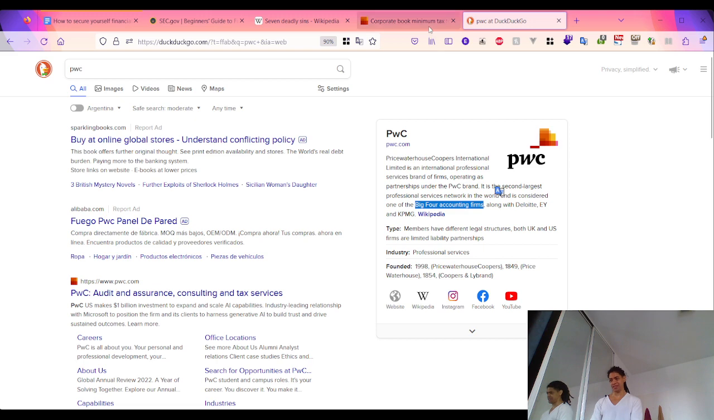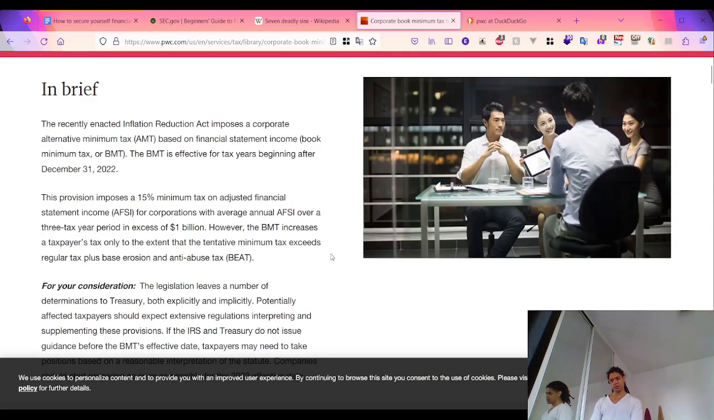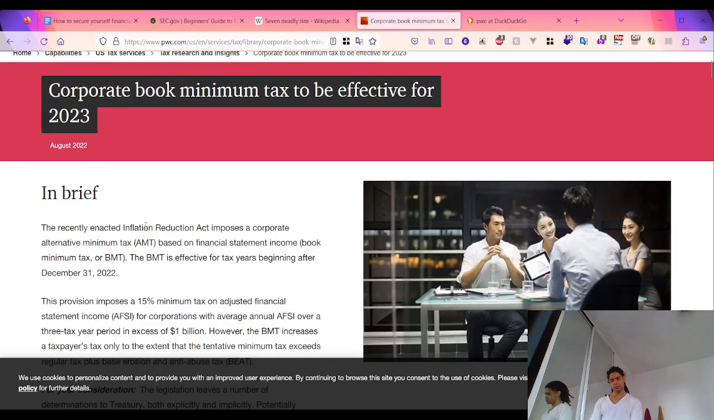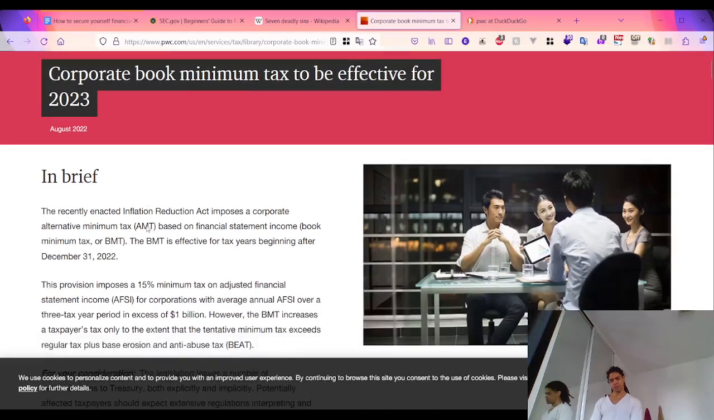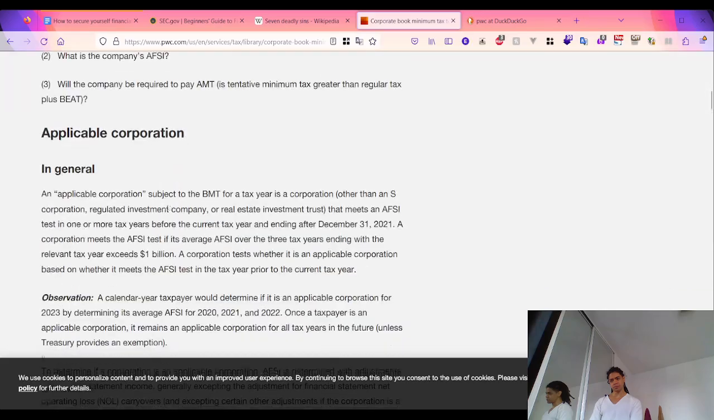Accounting firms. Okay. So, corporate book minimum tax to be effective for 2023. This provision imposes a 15% minimum tax on adjusted financial statement income.